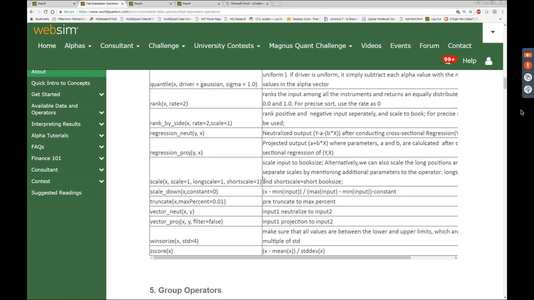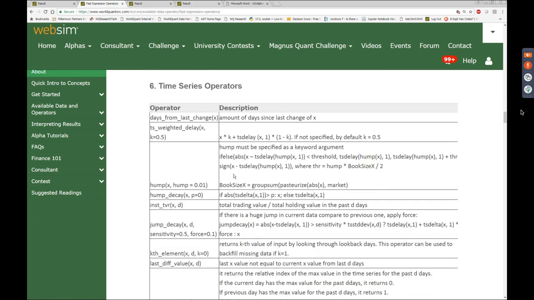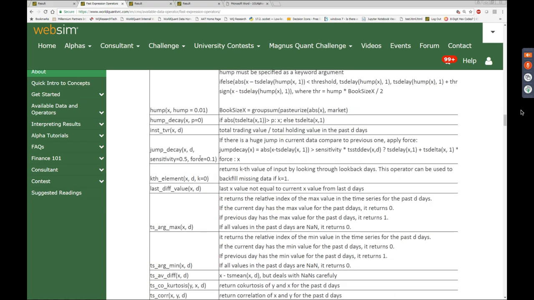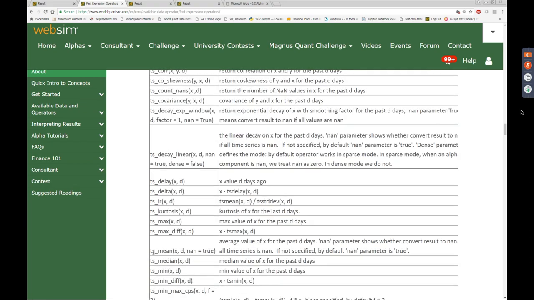So in Websim, let me quickly scroll to the TS operators. We don't call it moving average, it's just TS mean. Here the data input is X, and you have the last n days, and the output is the average of the last D days. So that's the equivalent of the simple moving average. Every day a new value comes in, and the oldest value goes out of a window of 20 days. So that's a simple moving average.